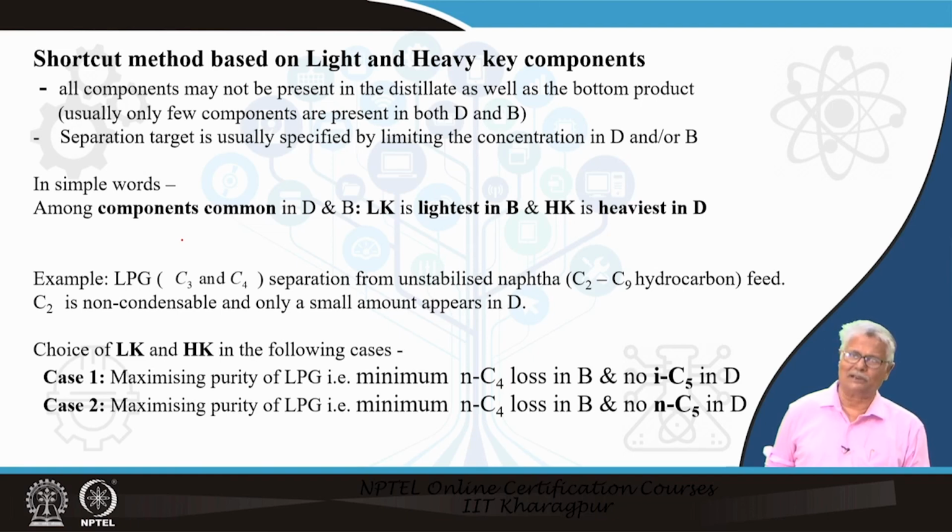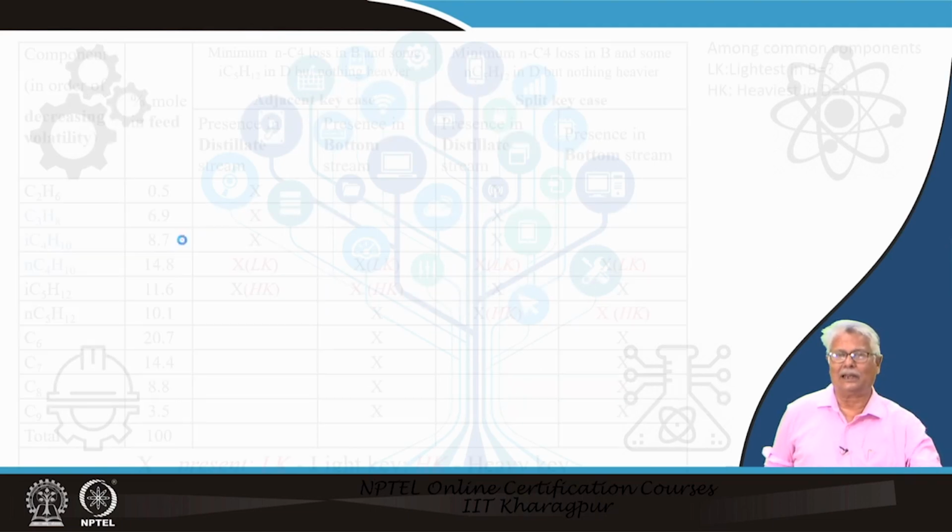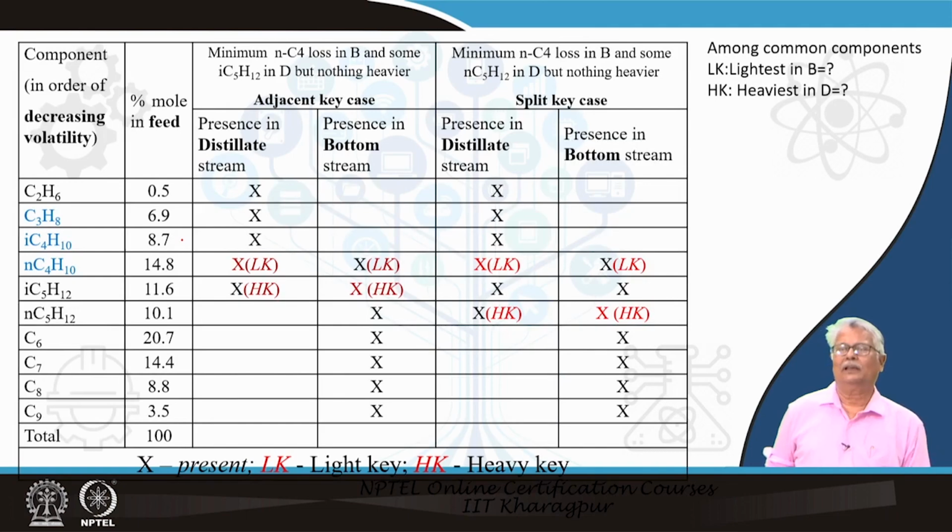You know what the reflux drum is already, and possibly along with it I will be losing a certain amount of C3 as well, which is propane. Now, we have two cases here. We move to the next slide and have a look at a table here and see the composition of the feed being listed, which starts with ethane and ends with C9. It is in the order of decreasing volatility, and the composition is also known.